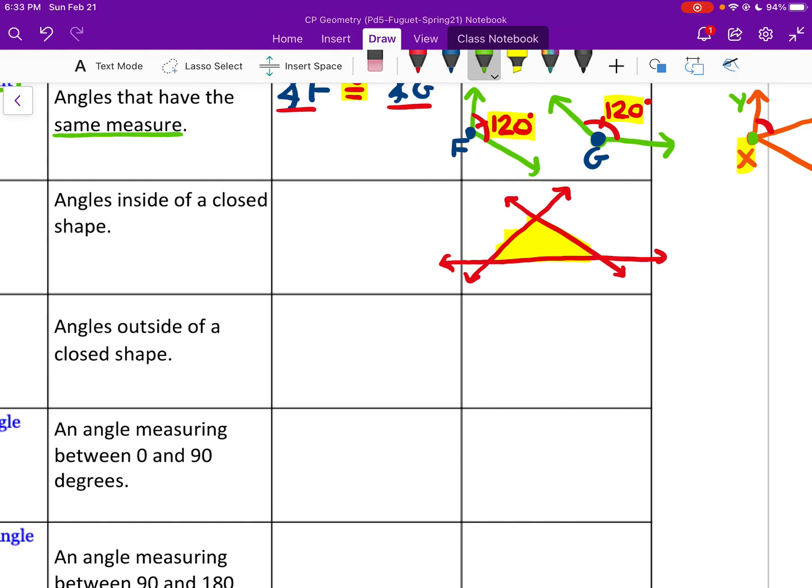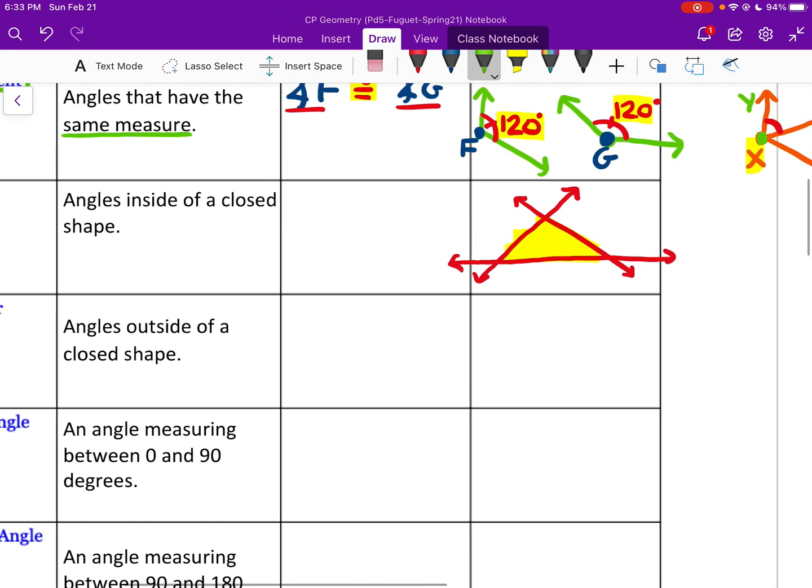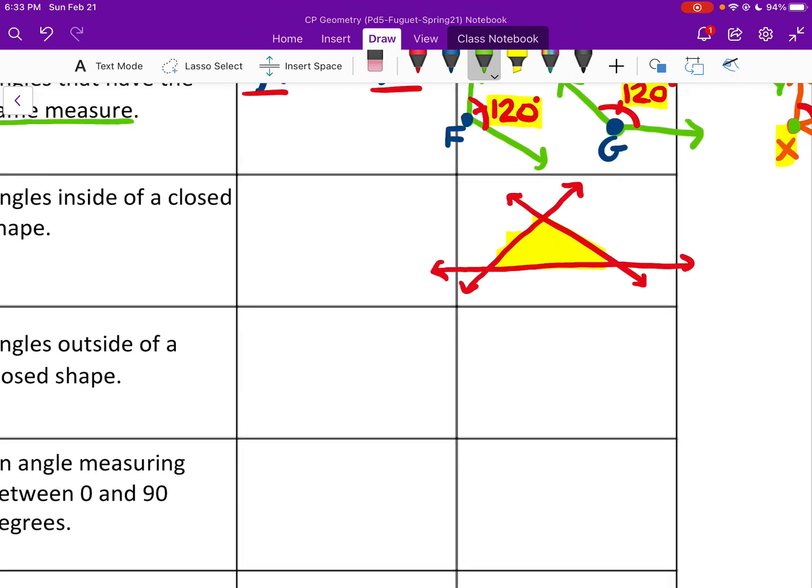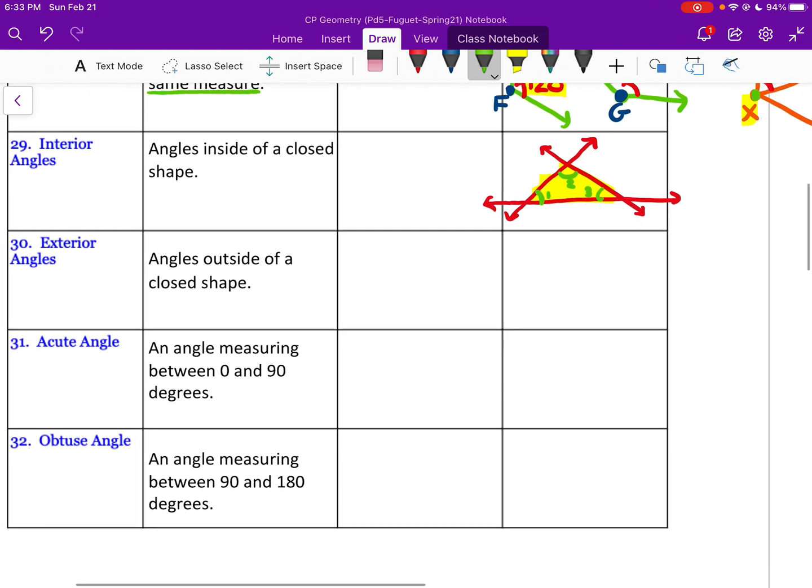But that's not what we're talking about. We're talking about interior angles. Interior angles are just going to be any of the angles that are formed inside here. So there's one, there's two, and there's three. Maybe I'll just give them numbers. So those are all examples of interior angles.